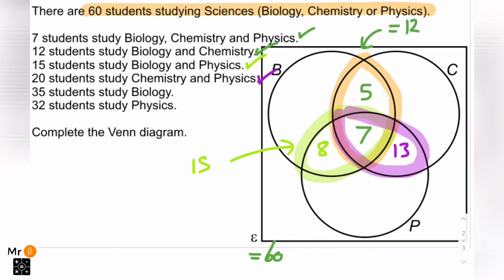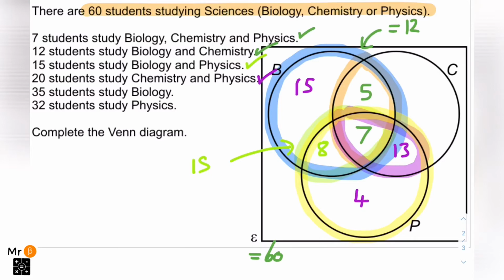Our next bit of information tells us that there's a total of 35 students who study biology. So this whole circle here must add up to 35. So if we add 5 plus 7 plus 8 and take it away from 35, we would get 15. So then it tells us that 32 students study physics. So again, that tells us that this physics circle must add up to 32. So if we do 8 plus 7 plus 13, subtract that from 32, we would get the answer 4.